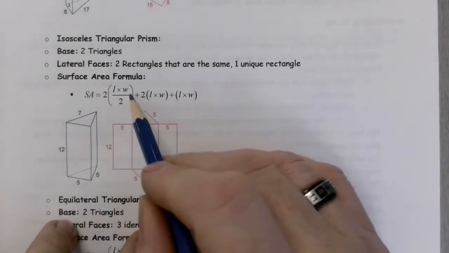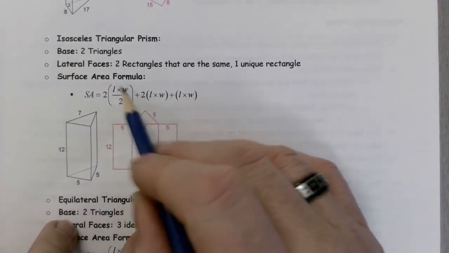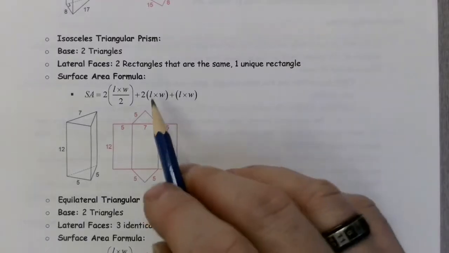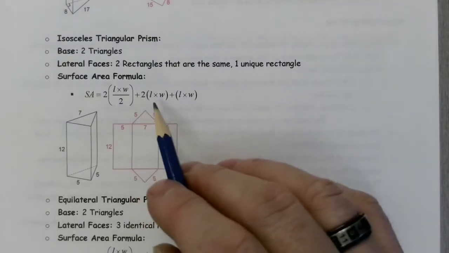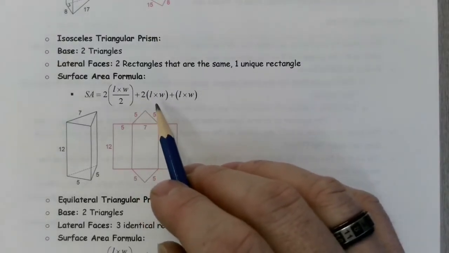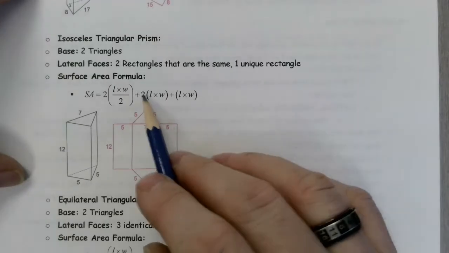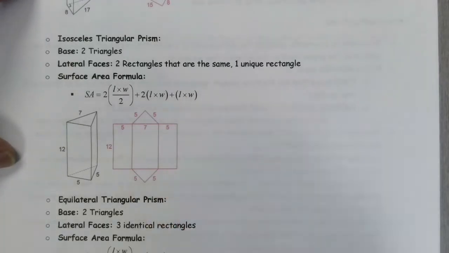So again, 2 times length times width divided by 2. That's the area of the triangular bases. And then 2 times length times width. This is because 2 of the rectangles are going to be the same, so we can take advantage of that by multiplying by 2, and then we've got that extra rectangle right there.